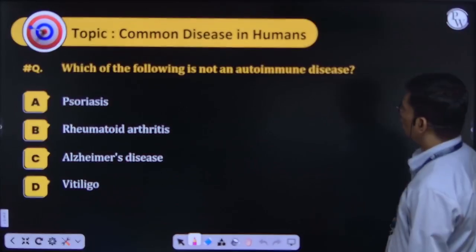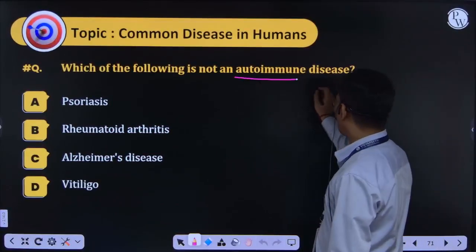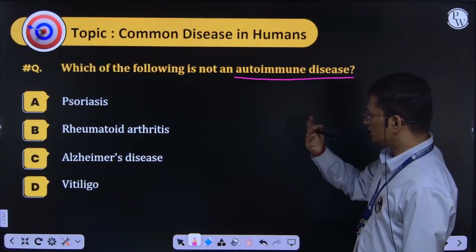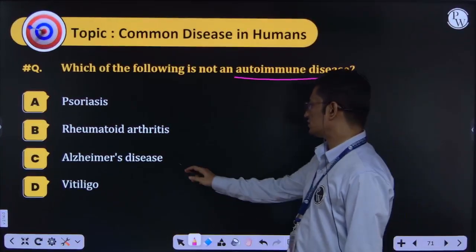Which of the following is not an autoimmune disorder? Autoimmune disorder means the immune system is attacking its own body. Alzheimer's.